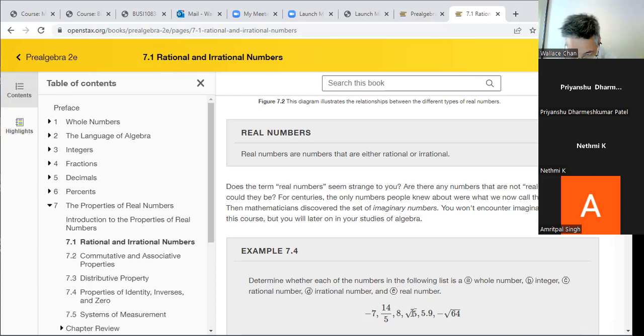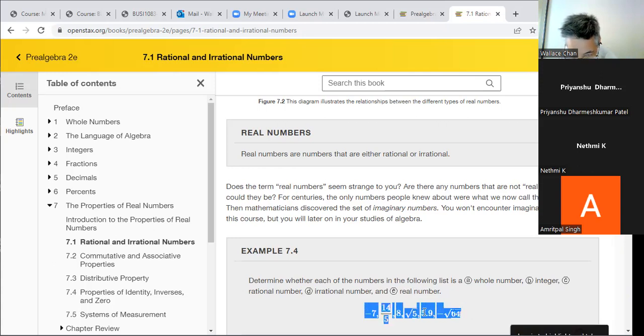How about square root of 5? Is it a whole number? No. Integer? No. Rational? No. Irrational? Yes. A real number? Yes. Very good.